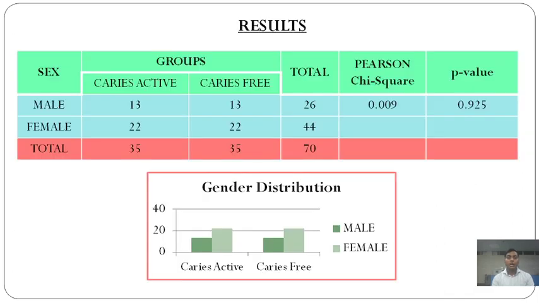The results after statistical analysis: in gender distribution, we divided into two groups, caries-active and caries-free. The males in the caries-active group are 13, whereas the females are 22. In a similar way, in the caries-free group the males are 13 and the females are 22, with a p-value of 0.925 for gender distribution.